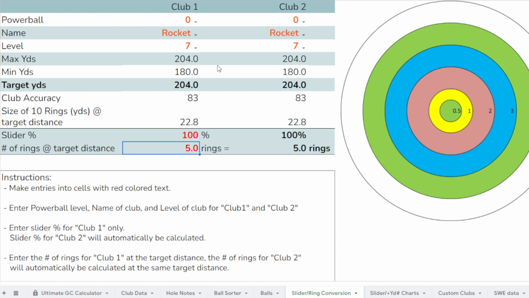So let's take a look at a common one. Let's say we're using a par 3, like a Kingmaker, and we're looking at APOC 8 versus APOC 5, with power 3. The calculator tells us that for a power 3 APOC 8 and a power 3 APOC 5, 100% slider on the APOC 8 equals 100% slider for APOC 5 with power 3 balls. And 5 rings on an APOC 8 is equivalent to 4 rings on an APOC 5.